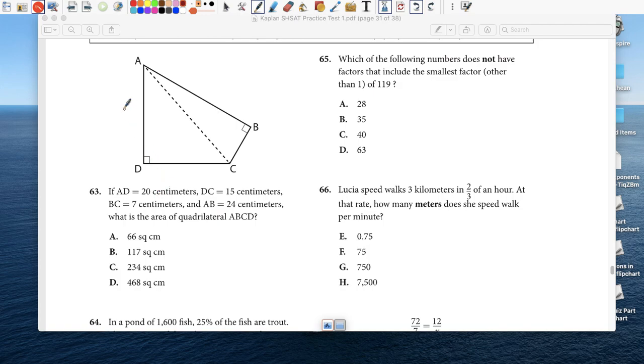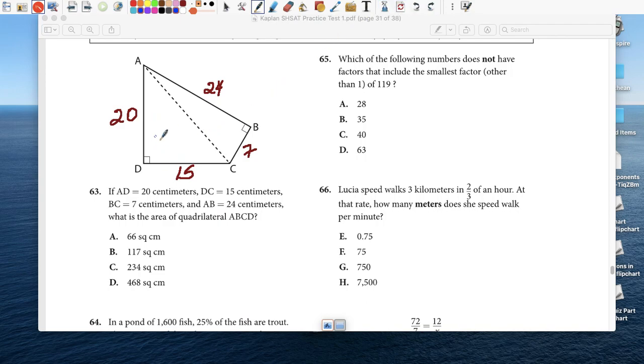So AD is 20, so I know this guy is 20. DC is 15. BC is 7. And AB is 24. And we want to know the area of the quadrilateral ABCD. Well, we want the area of this irregular quadrilateral. It's not a square, it's not a rectangle, so that's where we just multiply length times width, or a parallelogram. But you can tell it's made up of a triangle. So if we find the area of this triangle, and then we find the area of this triangle and add both areas, we can find the area of the quadrilateral.